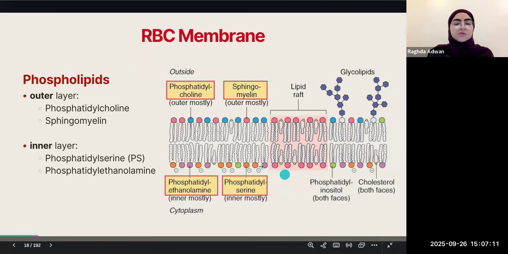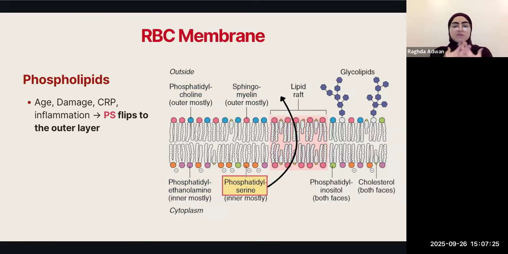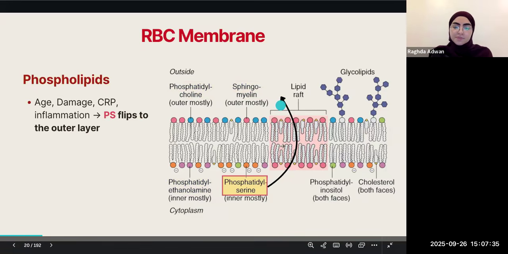Okay, the inner membrane, you've got phosphatidylethanolamine and phosphatidylserine. Now I want you to focus on phosphatidylserine, which is the most important one here. So, as we said, phosphatidylserine exists where? On the inner membrane. What happens as the cell ages? As the cell ages, or it becomes damaged, or there's inflammation, there's an infection, there's something going wrong, or just normal aging. Either way, phosphatidylserine has this tendency to flip onto the outer membrane. So it goes from the inner membrane to the outer membrane.